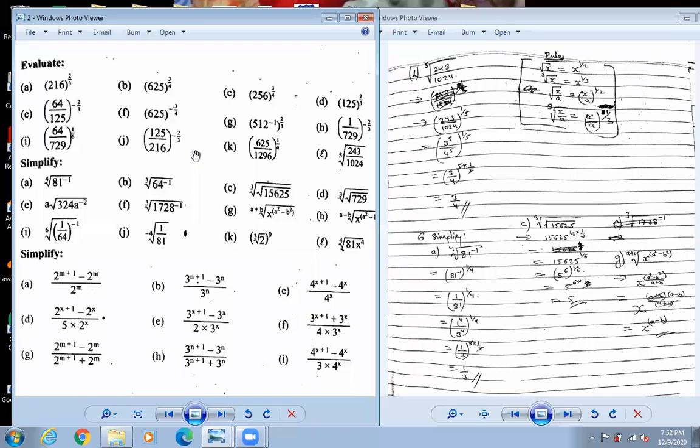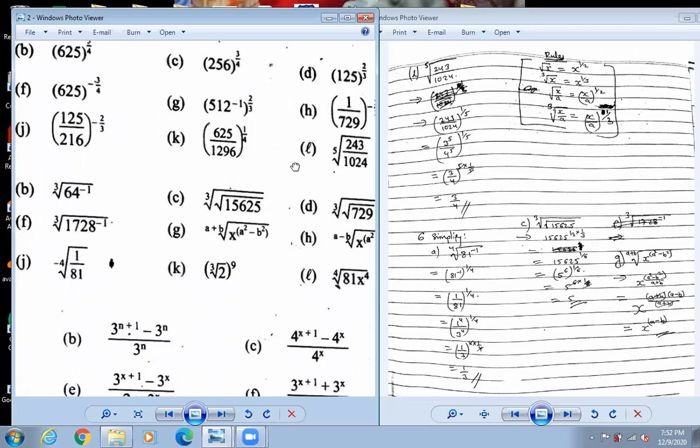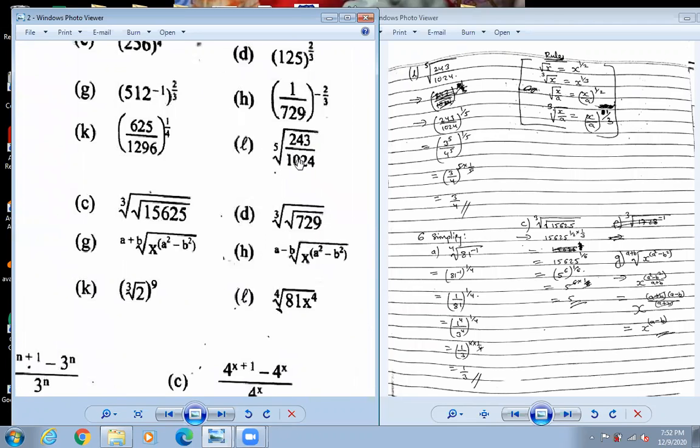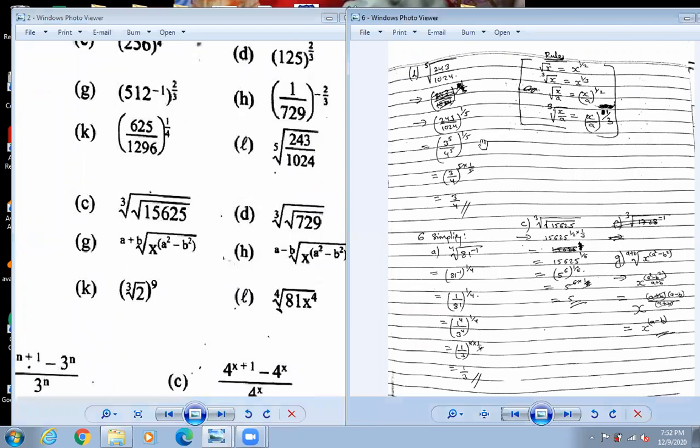So today, I think you have completed up to number K. Okay, and you may be having problem in question number L, where there was a root. So maybe there wasn't any problem regarding up to number K. The same type of question was there, but in question number L, there is a root under and there is 5 also. So how to solve this type of number? Okay, so 243 divided by 1024 and there is a root under. So we know that.